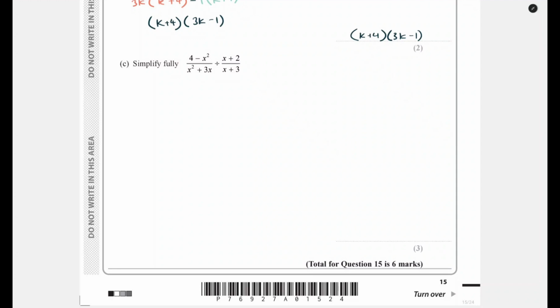Part C says, simplify fully (4 minus x squared) over (x squared plus 3x), divided by (x plus 2) over (x plus 3). So the first thing that we will notice is the numerator of our first function is the difference of two squares. To remind ourselves, the difference of two squares says a squared minus b squared is equal to (a plus b) multiplied by (a minus b). And so we can rewrite the numerator as (2 plus x) multiplied by (2 minus x).